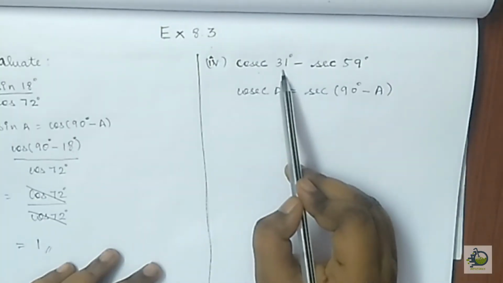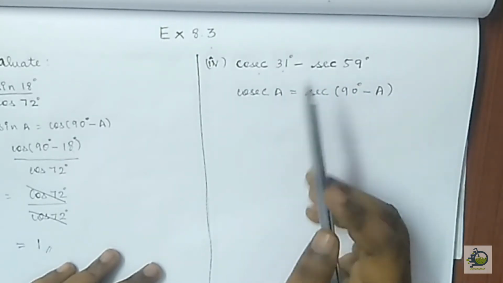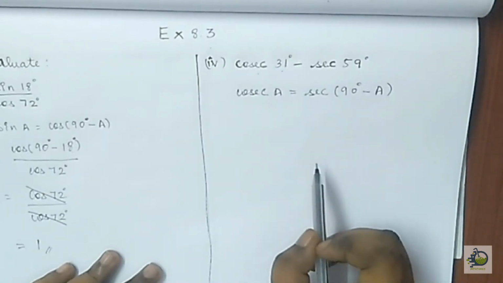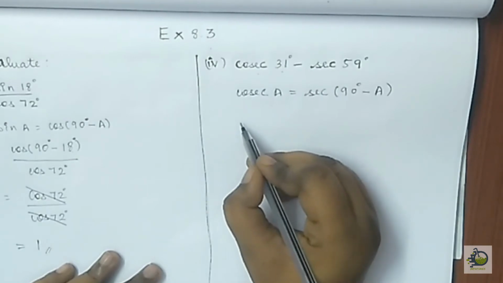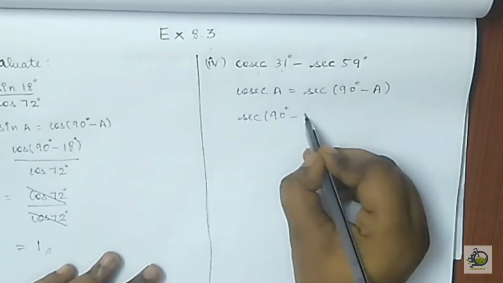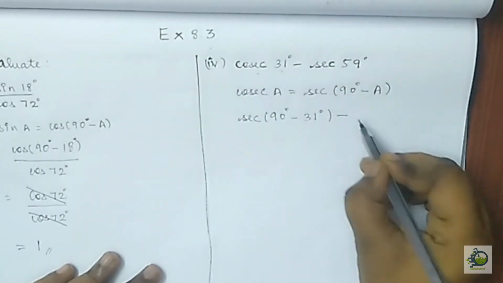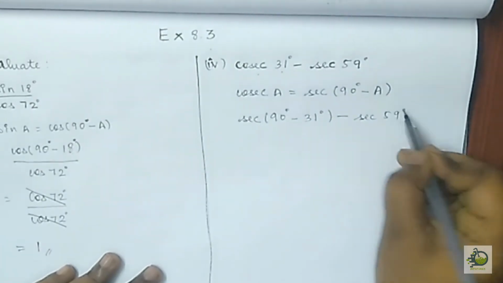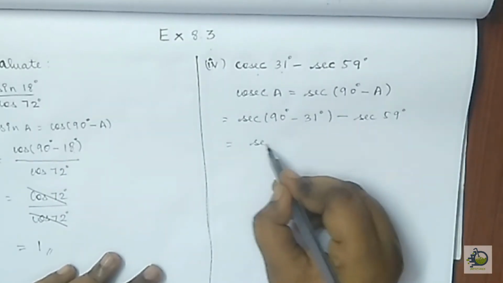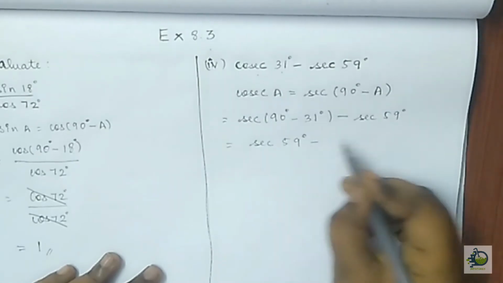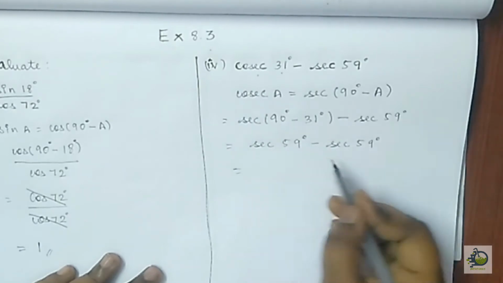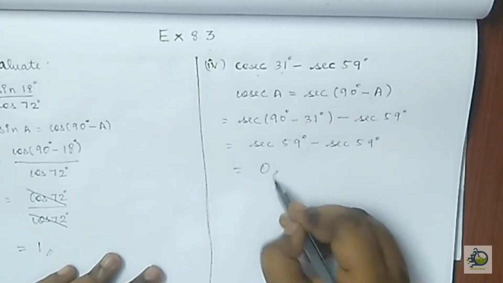Evaluate cosecant 31 degrees minus secant 59 degrees. Here we know that cosecant A can be written as secant 90 degrees minus A. So instead of cosecant 31 degrees, we can write it as secant 90 degrees minus 31 degrees, minus secant 59 degrees, which is already in the question. Now 90 degrees minus 31 degrees is 59, so secant 59 degrees minus secant 59 degrees is 0.